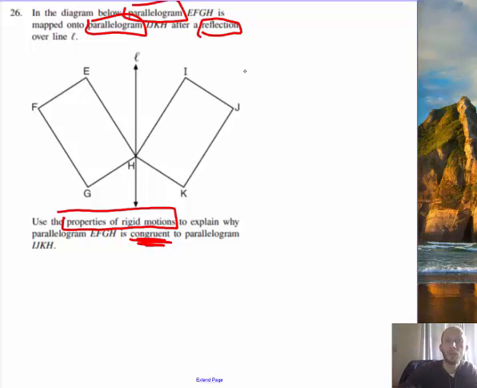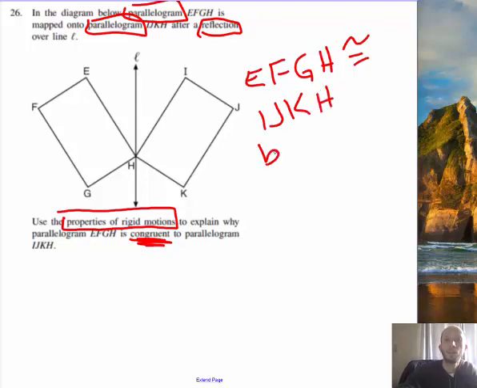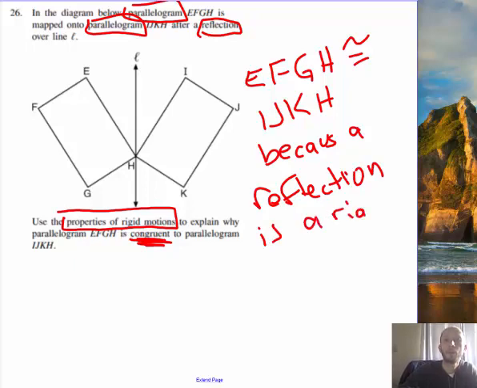So EFGH is congruent to IJKH because a reflection is a rigid motion.